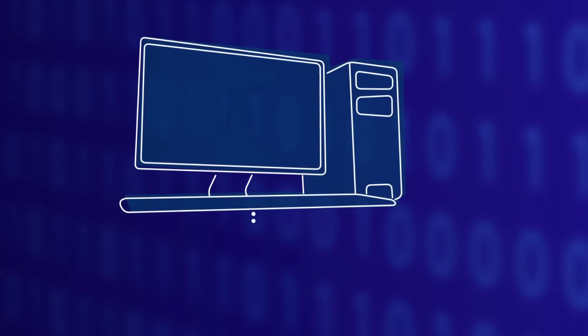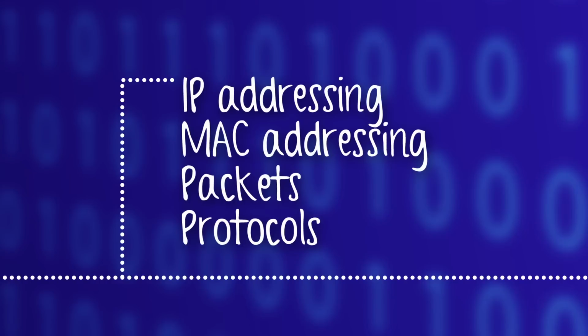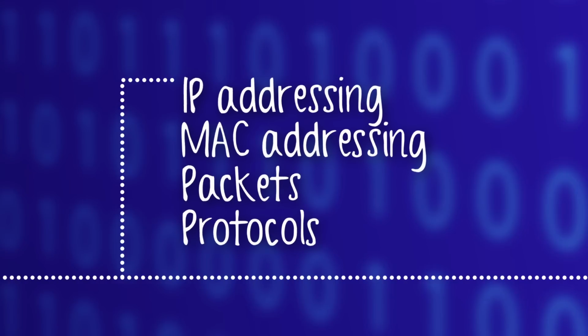You have seen how computers can be connected together via networks to share information and resources. But how does your computer know where to send the information? And how do other computers make sure that you receive all the information they send you? The answer? IP addressing, MAC addressing, packets, and protocols.